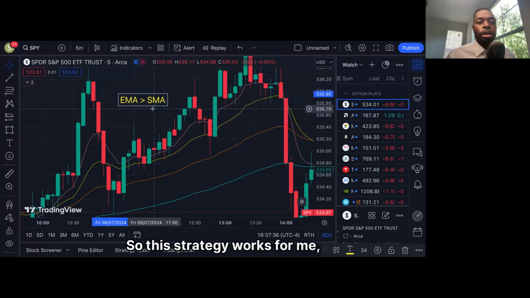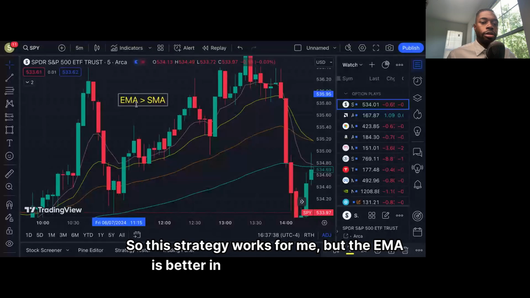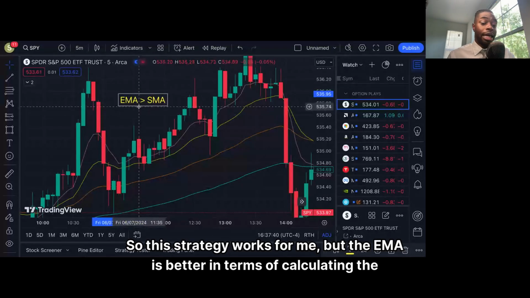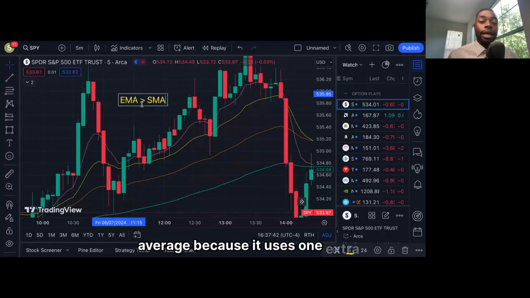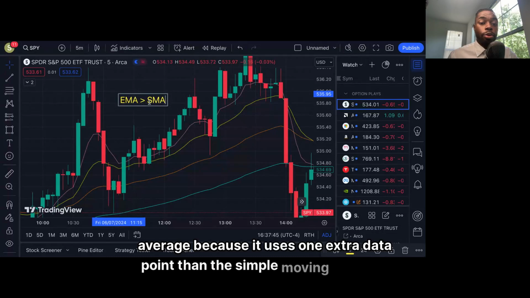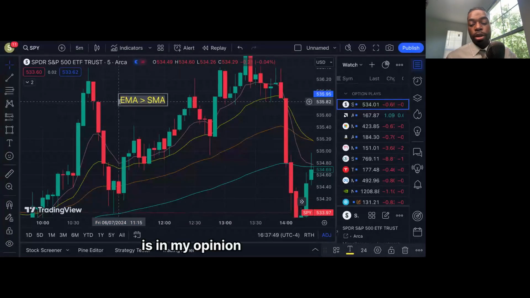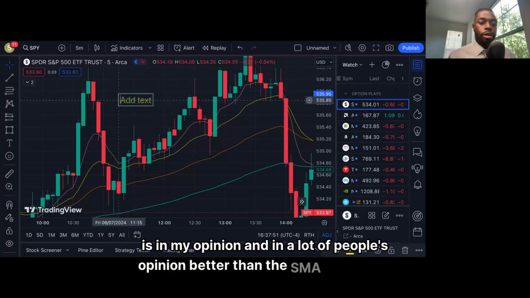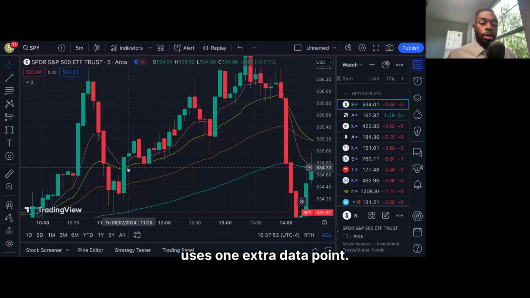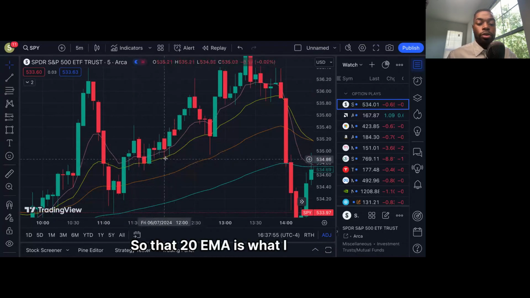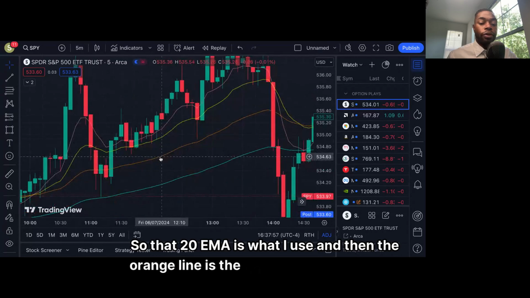So this strategy works for me, but the EMA is better in terms of calculating the average because it uses one extra data point than the simple moving average. Okay. So the EMA is, in my opinion, and in a lot of people's opinion, better than the SMA because it uses one extra data point. So that 20 EMA is what I use. And then the orange line is the 50 EMA.